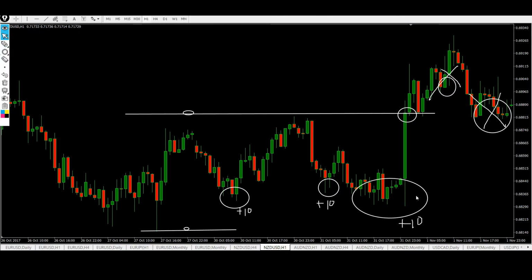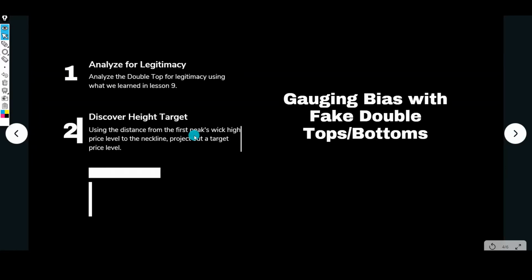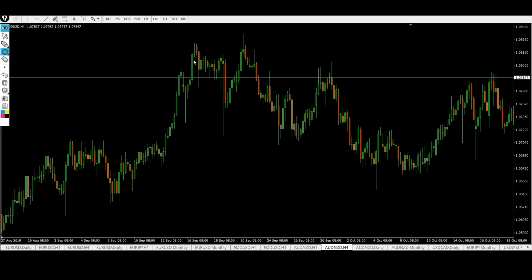Okay, so now let's go on to measuring the market bias with fake double top and bottom patterns. Okay, next slide. All right, gauging the market bias with fake double tops and bottoms. Okay, we'll go on to number 1 again. Analyze for legitimacy. So analyze the double top for legitimacy using what we learned in lesson 9. All right, we'll be using this double top pattern in this example. Let's analyze it for legitimacy.